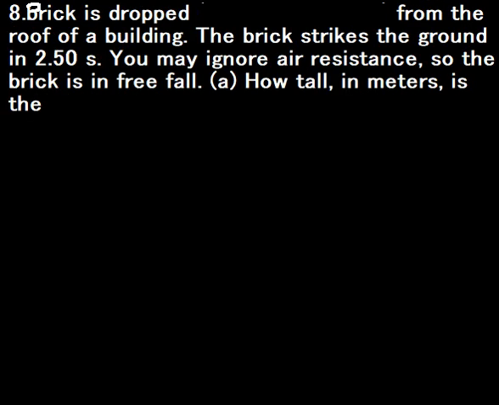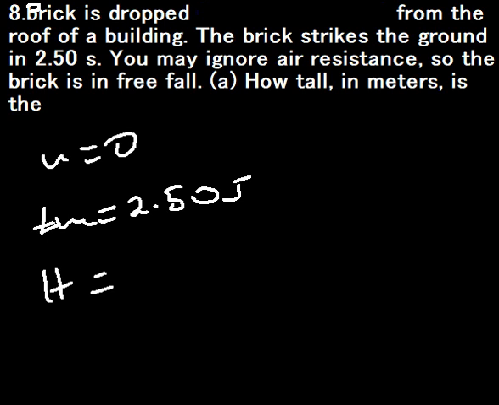And also try this problem. A brick is dropped, it means the initial velocity is given as 0, from the roof of a building, for instance. The brick strikes the ground in 2.5 seconds. That's the time. You ignore the air resistance, so the brick is in free fall. How tall in meters is the building? We are looking for the height. So we have the time given as 2.5 seconds. Try to have that out on your own to have the height.